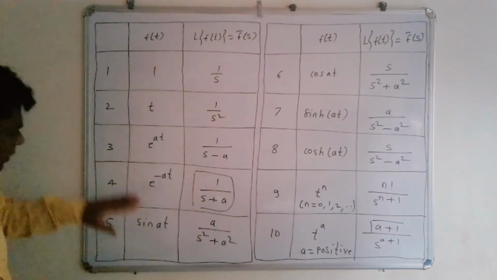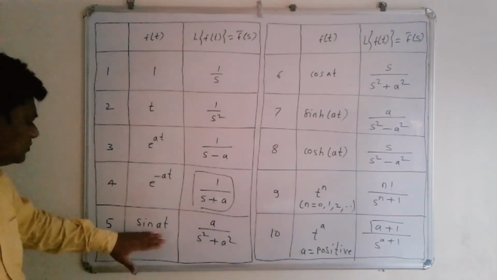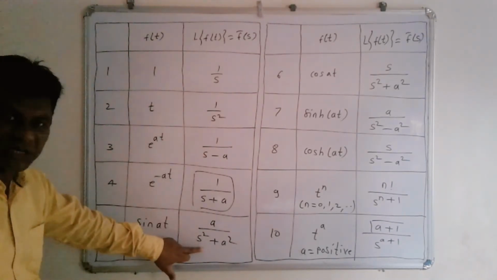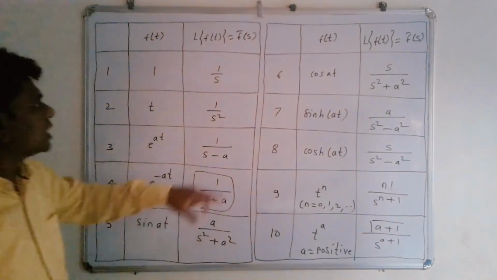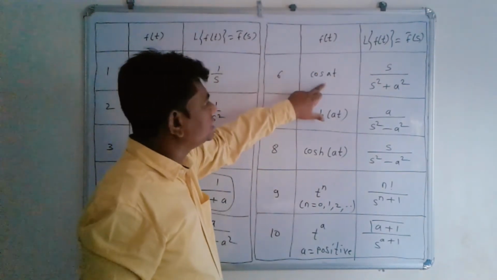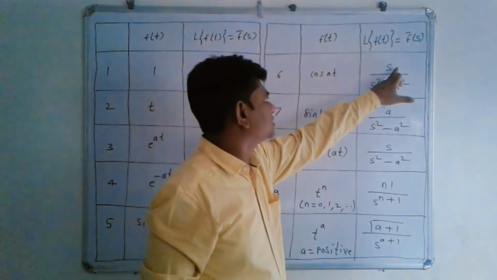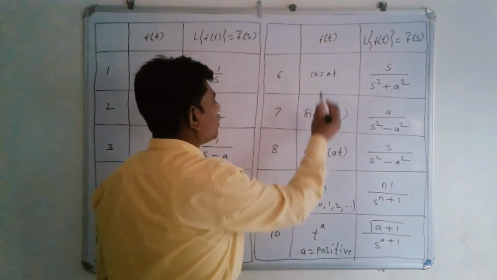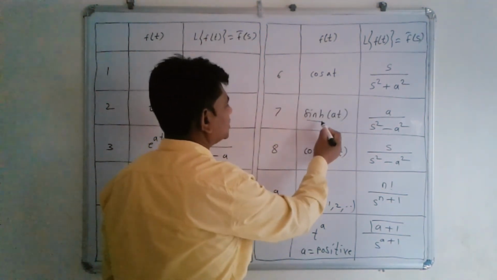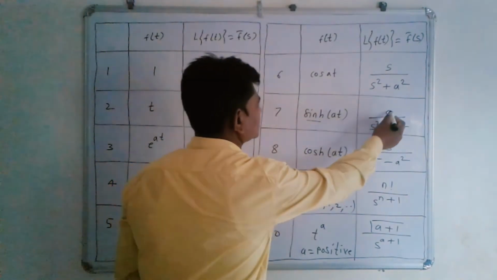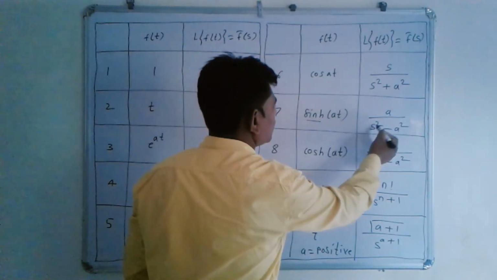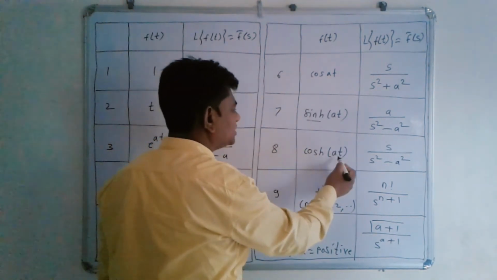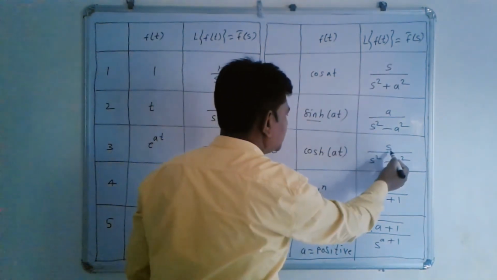If f of t is sin at, the sine function, then its Laplace transform is a upon s square plus a square. Similarly, if f of t is equal to cos at, then its Laplace transform is s upon s square plus a square. If f of t is the sine hyperbolic function, sinh at, then its Laplace transform is a upon s square minus a square. If f of t is equal to cosh at, then F bar s is s upon s square minus a square.